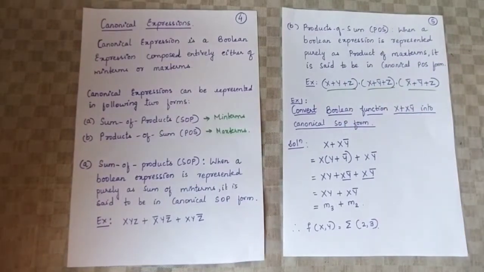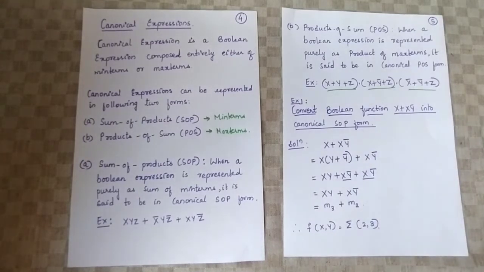So I think students are clear what is meant by a canonical expression. It is a Boolean expression which should be made entirely of min terms or entirely of max terms. So under canonical expressions there are two types: sum of products and product of sum. Sum of product means a Boolean expression represented purely as sum of min terms, so it can be said to be canonical sum of product form. Product of sum means it is represented purely as product of max terms, so it can be said to be canonical product of sum form.